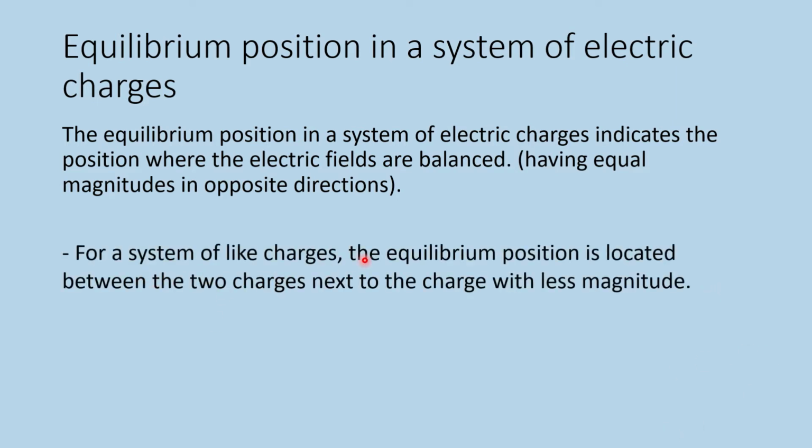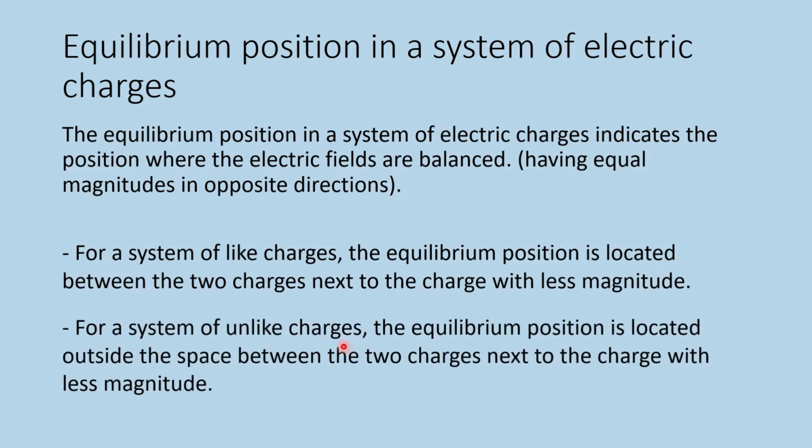For a system of like charges, the equilibrium position is located between the charges next to the one with a smaller or less magnitude. And for a system of unlike charges, the equilibrium position is located outside the spacing between the two charges next to the charge with less magnitude. So again, it's always next to the charge with less magnitude.